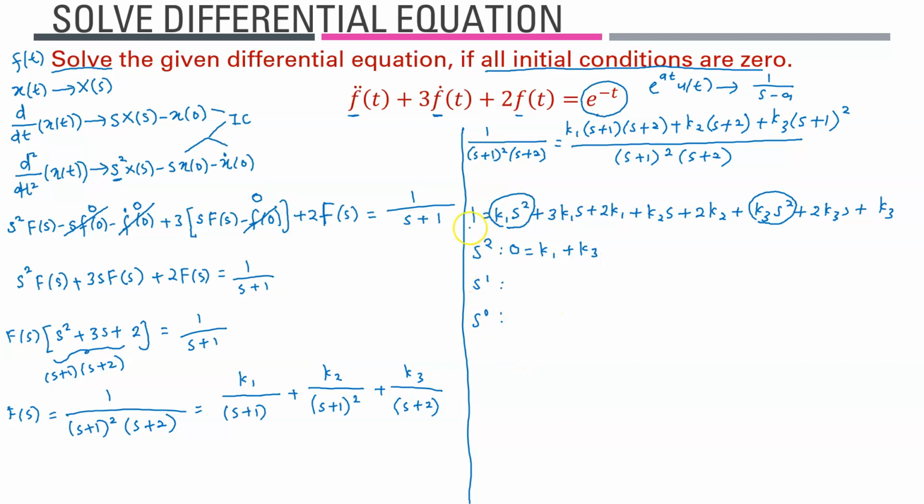Similarly, on the left hand side, you don't have s, so it will be 0 equals the multiplier of s on this side. So you have 3k1 plus k2 plus 2k3. And here you have 1.